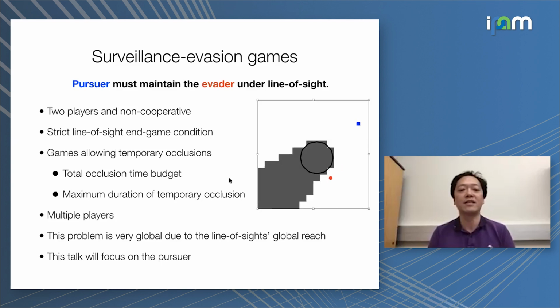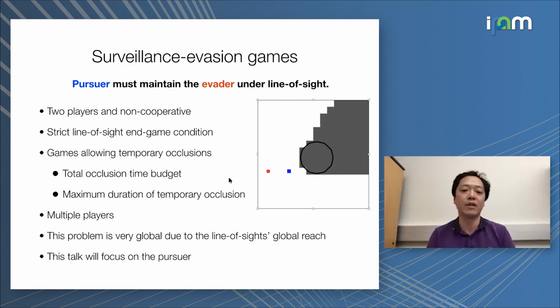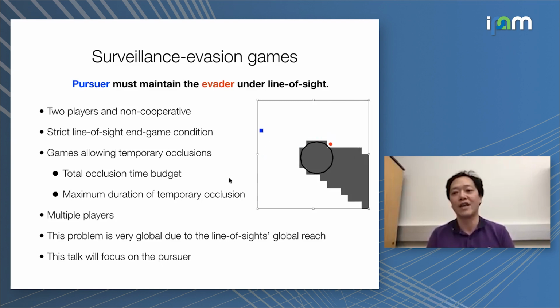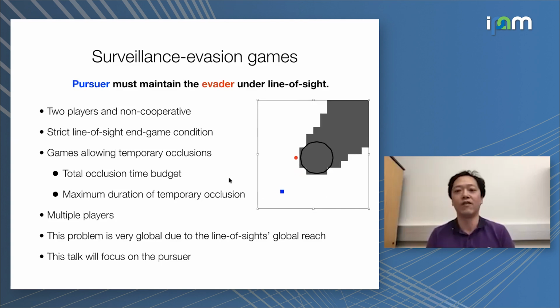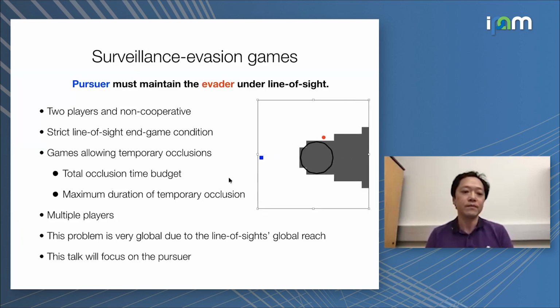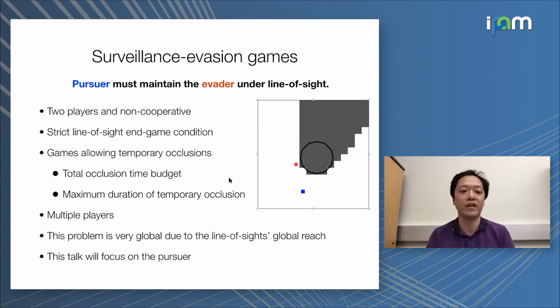Or you can relax this endgame condition into something that, in my opinion, makes the game a little bit more complicated to solve. For example, you say that you have a total time budget for the red guy to vanish from your eyesight, say 5 seconds in an hour. If you lose sight of the bad guy for more than 5 seconds, then you lose the game. And of course, you can generalize this kind of game to have multiple players, with uneven numbers of pursuers and evaders.